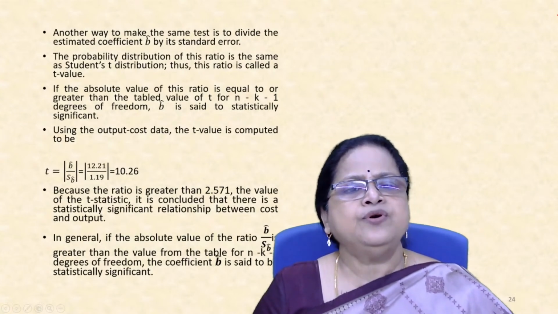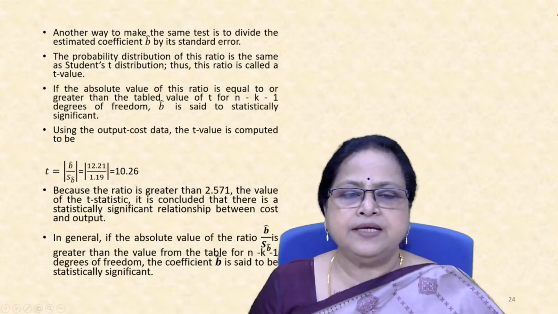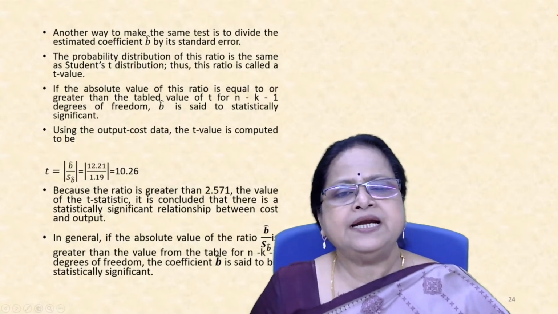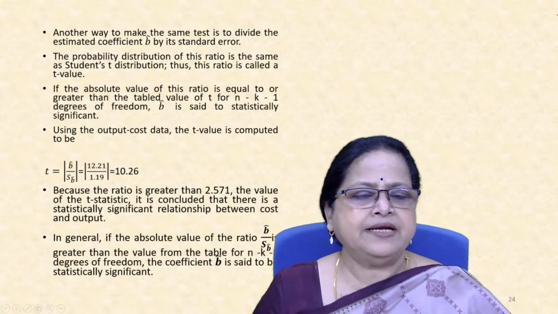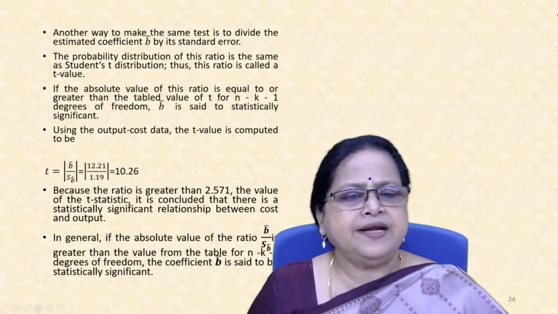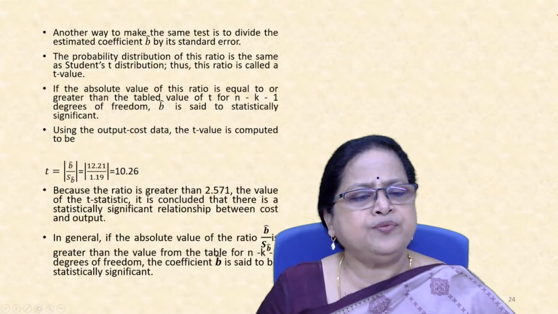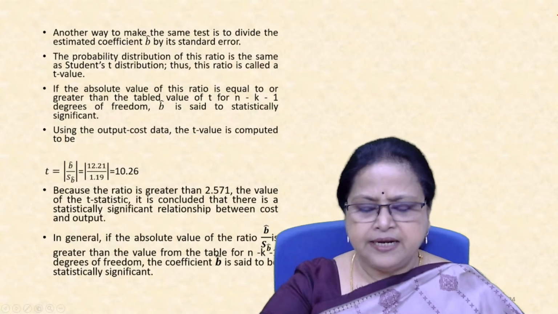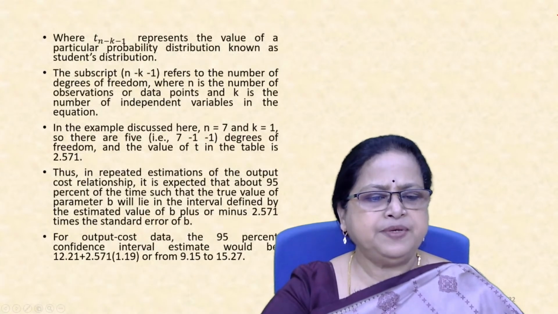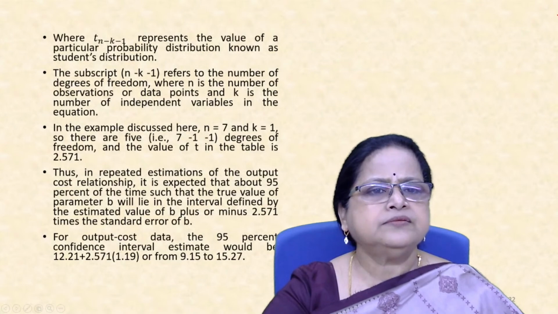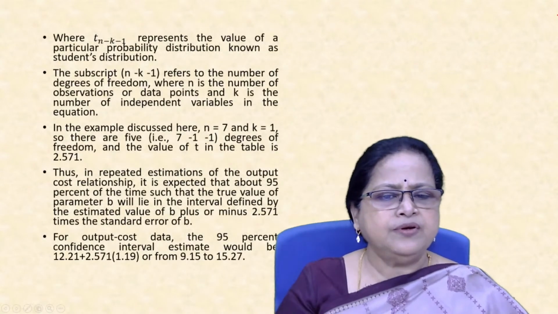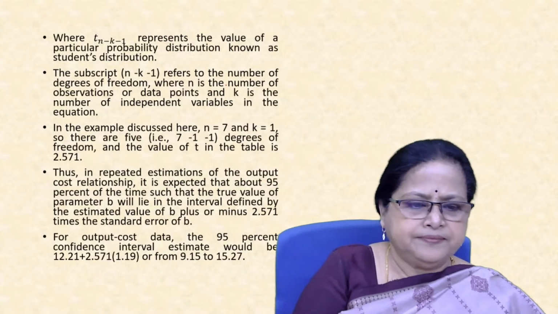If the absolute value of this ratio is equal to or greater than the table value of t for n-K-1 degrees of freedom, B hat is said to be statistically significant. Using the output cost data, the t value is computed with B hat equal to 12.21, and S B hat equal to, where is it? S B hat is equal to 1.19. Yes, here 1.19 below. This is the result here.